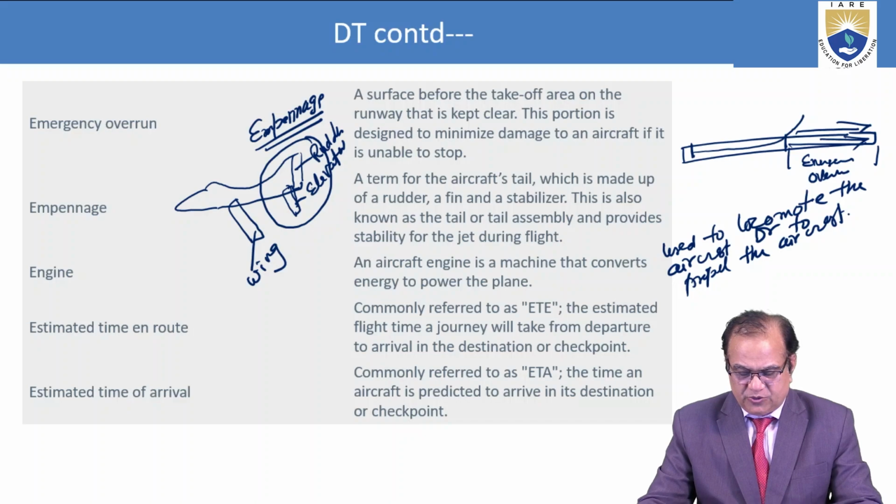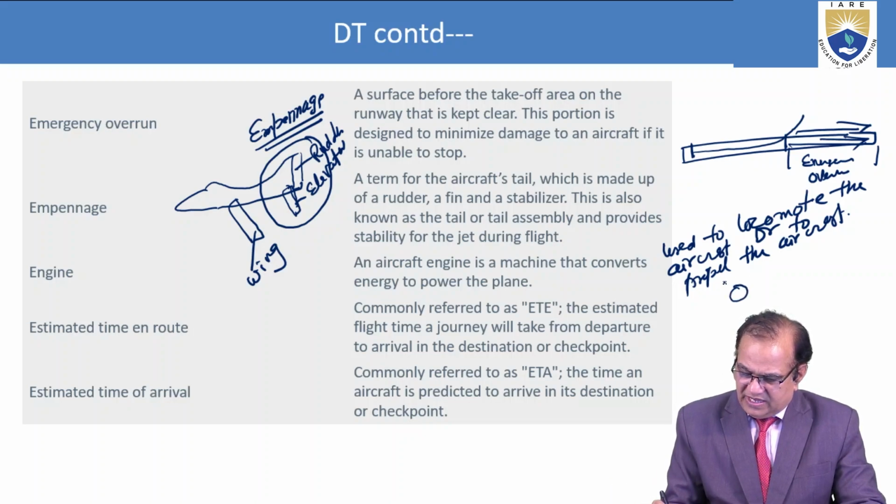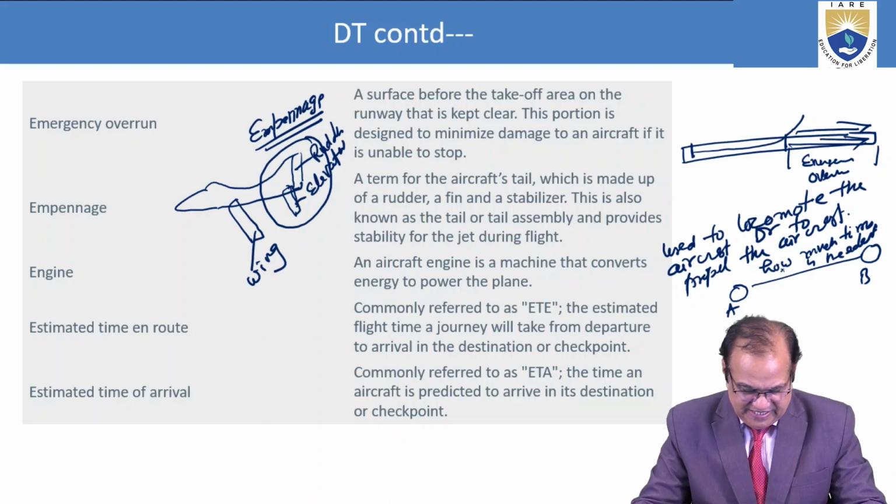Estimated time en route, commonly referred to as ETE. The estimated flight time a journey will take from departure to arrival at the destination or the checkpoint. So from here to here, from point A to B, how much time is needed? It is estimated, and that is known as ETE.